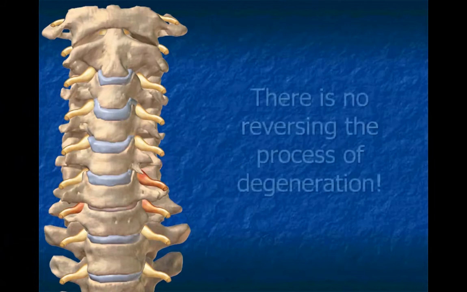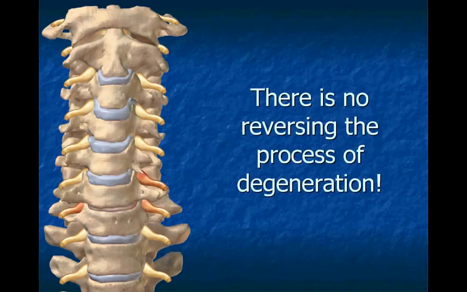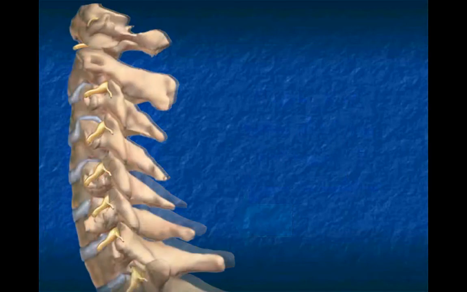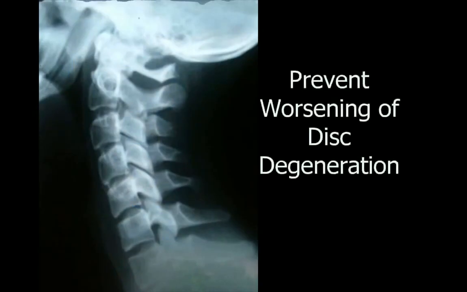Once a disc has begun to degenerate, there is no reversing the process. Therefore, it is important to improve the alignment of the cervical vertebrae to help prevent the advancement or worsening of disc degeneration. If you have mild or moderate disc degeneration, it's important to prevent that degeneration from advancing into a severe condition.